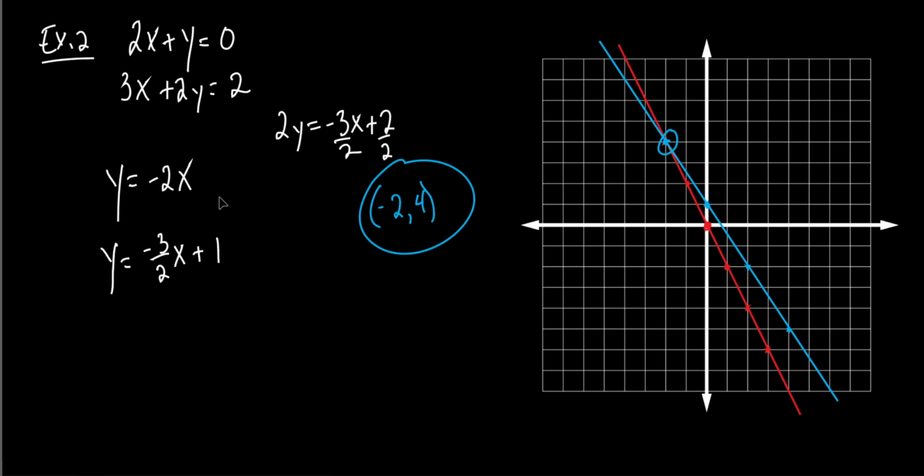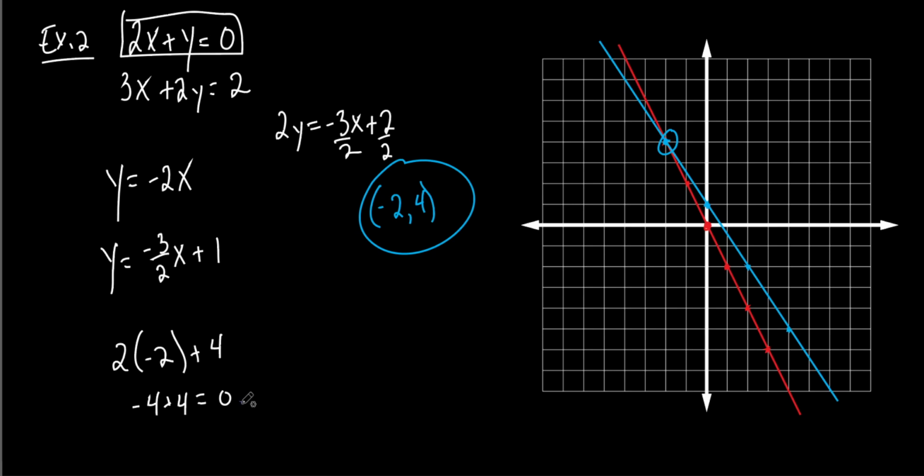But what if I wasn't really sure about it? What could I always do? Check it, all right? Let's just put it in the first one right here. So it's going to be 2 times negative 2 plus 4. What's that? Negative 4 plus 4, that equals 0. And it's supposed to equal 0. So yes, that checks.